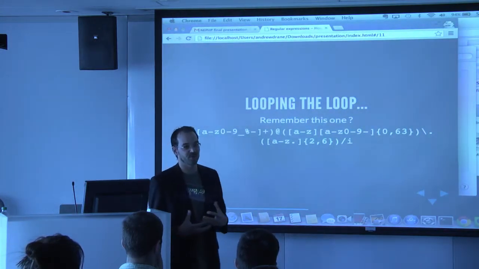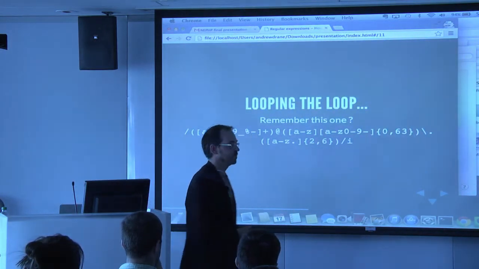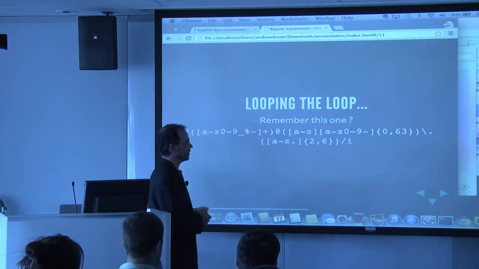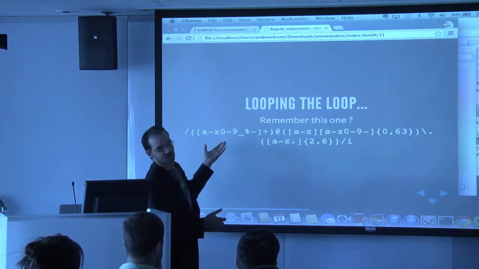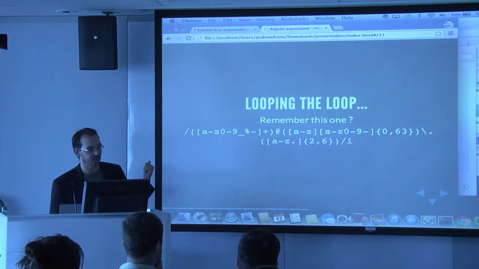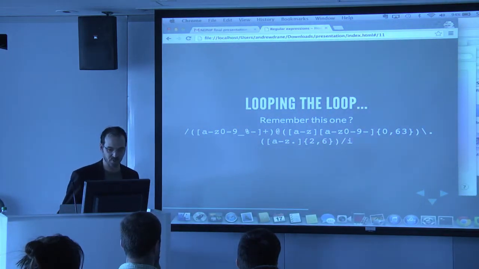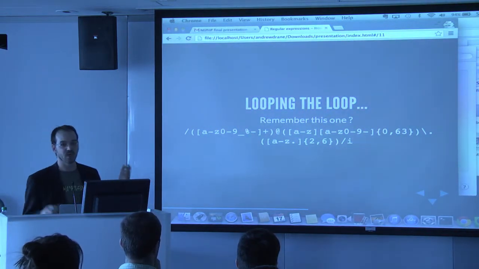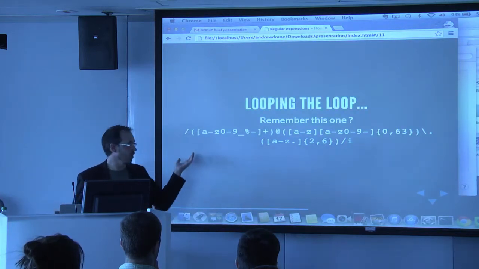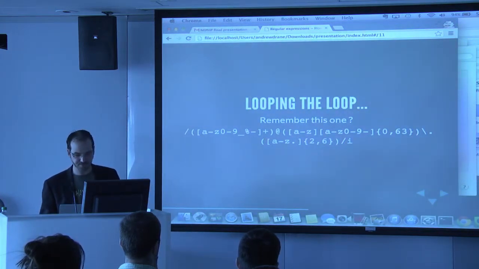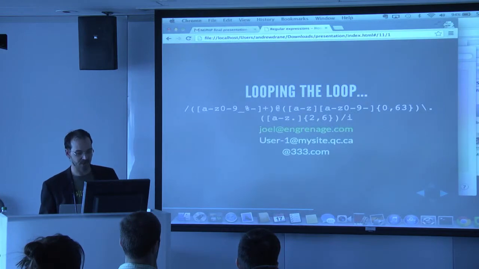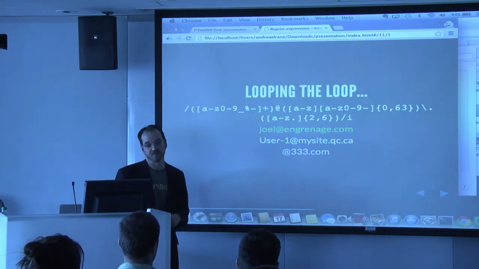Okay, so looping the loop about regular expressions, meta characters, and all that, and almost finished the boring part. That was one of the regular expressions that I showed you at the beginning, so I was just hoping that you still remember it. So now that you're all regular expression experts, right, you all know what this one is matching. So yeah, it's just for matching emails, basically.